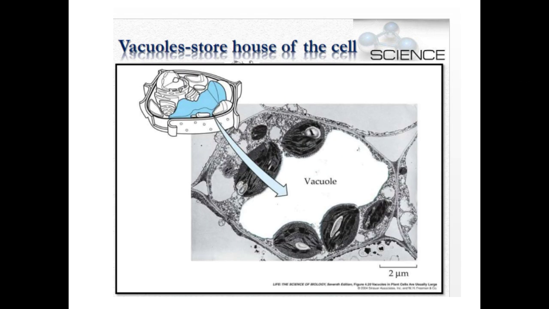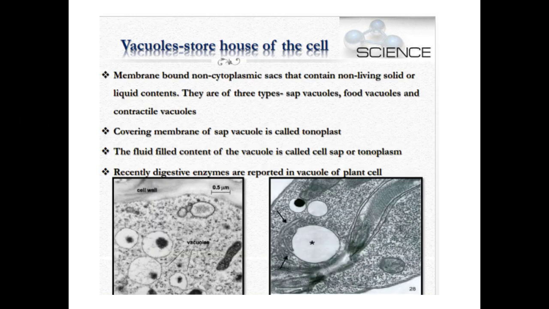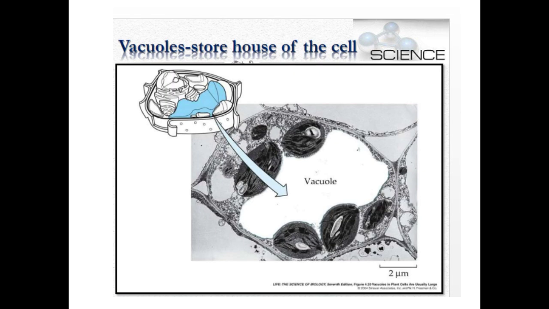So this is the structure of the vacuole. See the structure: it is small in animal cells and large in plant cells. 50 to 90% of the cell volume will be vacuoles in the cells of plants. Right, children? With this, we are winding up this unit.